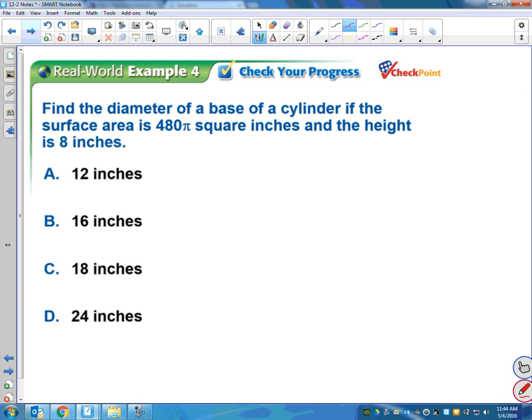But if you haven't signed out, how about this one? It's a little different. You can still do it, just not type it in your computer. Ooh, the diameter, which means you're going to get your answer and have to double it, right? So start with your equation, plug in what you know.